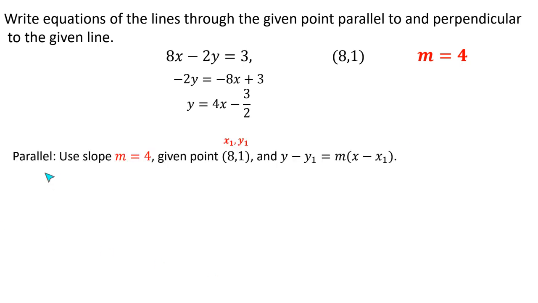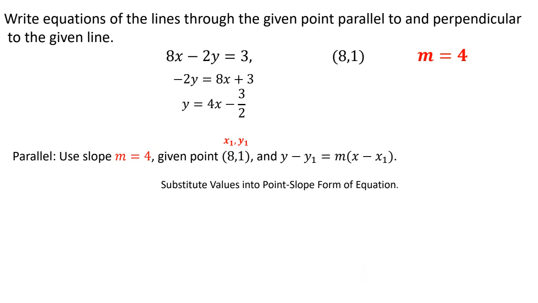If two lines are parallel, that means that you're going to use the same slope. So we're going to use m equals 4 with the given point of (8, 1), and then we can use the point-slope formula. So we have y minus y1 is equal to m times x minus x1. We're going to plug in our points. So we have y minus 1 is equal to 4 times (x minus 8).